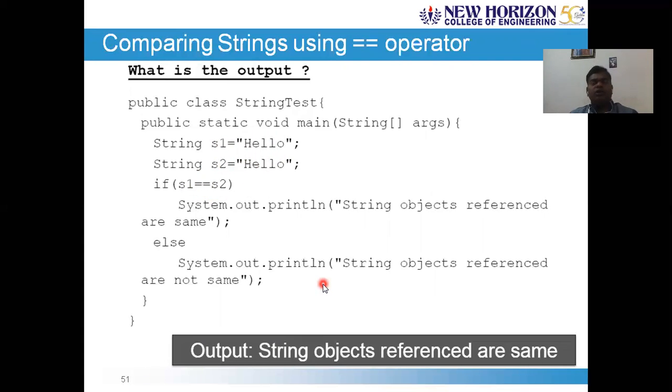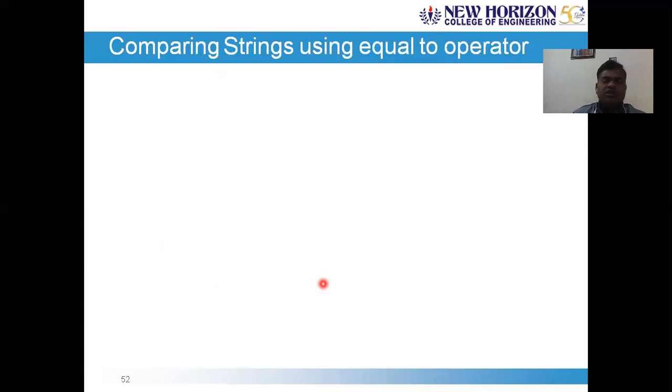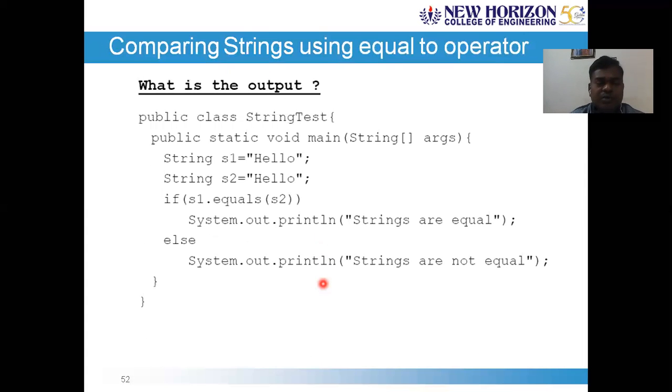Now coming to the equals method, when to use the equals method. Here is my program. S1 is "hello" and S2 is also "hello". S1.equals(S2). Now how equals works will be like this.